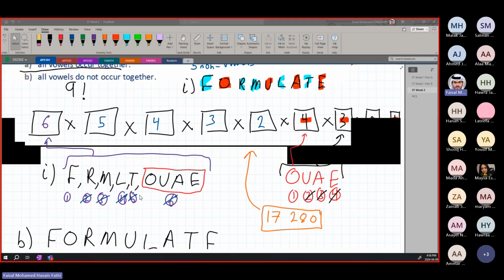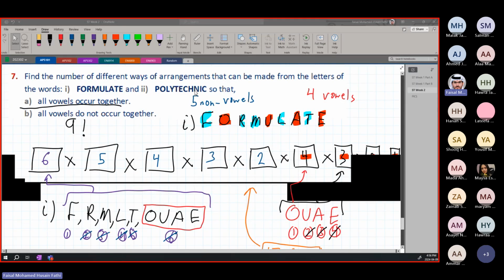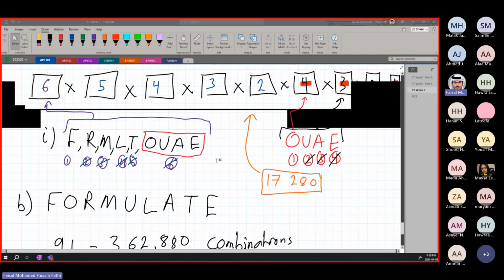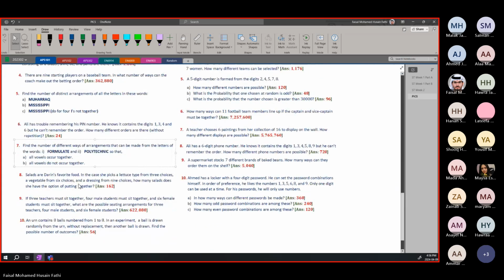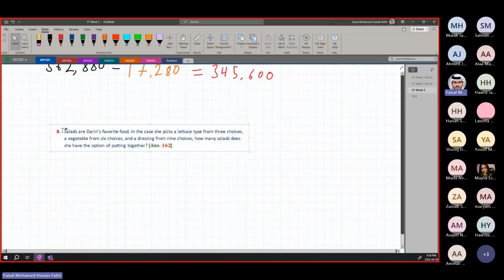The only difference here is going to be that we have the letter C repeating. So we're going to apply the concept of repeating letters, where we divide by 2 factorial for everything. That's it. Yeah, that's pretty much it for this. Let's see the next question, so we can try to finish as much as we can.